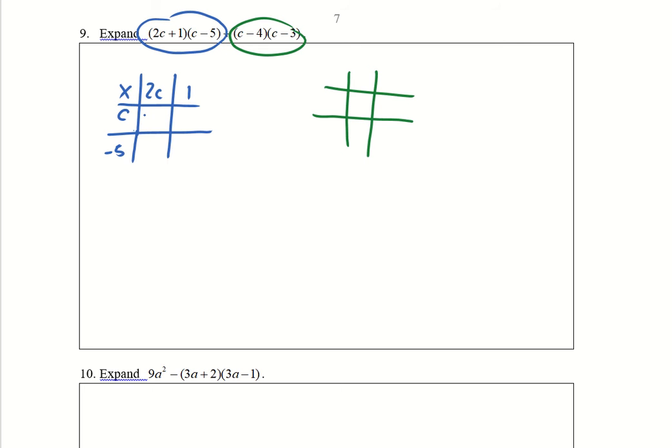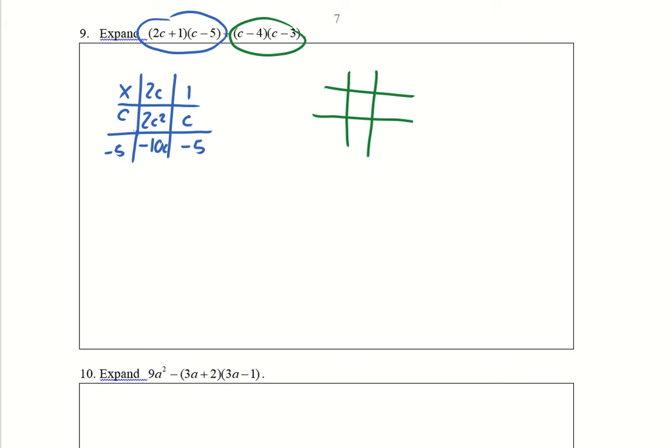So 2c times c is simply 2c square. c multiplied by 1 is c. 2c multiplied by negative 5 is negative 10c. And 1 times negative 5 is negative 5. So that's for the first bracket. Okay, so we will combine them later on.